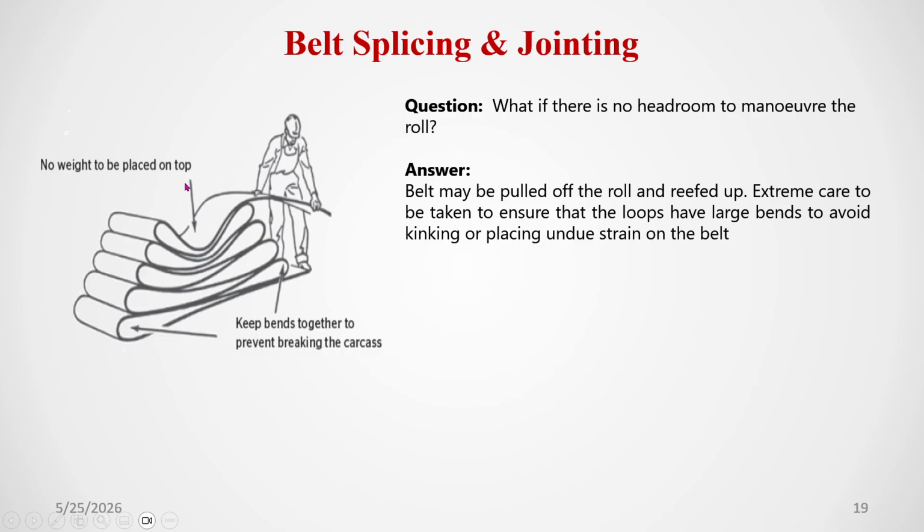No weight is to be placed on top, so that the belt does not get damaged. The loop radius should be larger so that the belt is not damaged when the roller cannot be kept due to the height of the structure. The roll may not come inside because the height is too much, so you have to put the belt like this, so that damage to the belt will not take place.